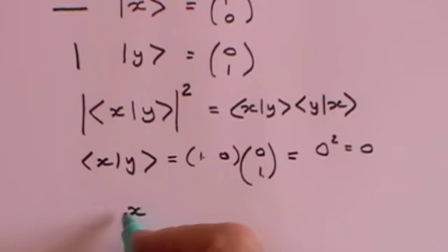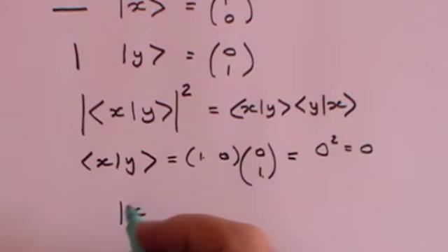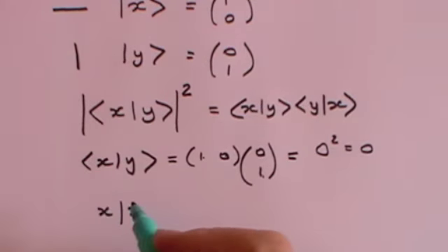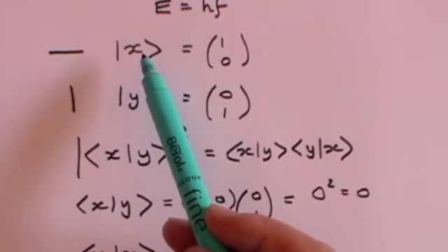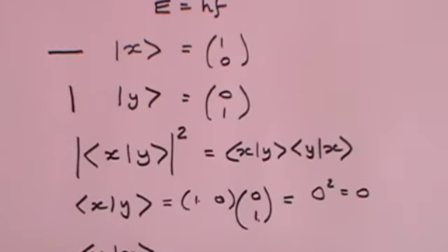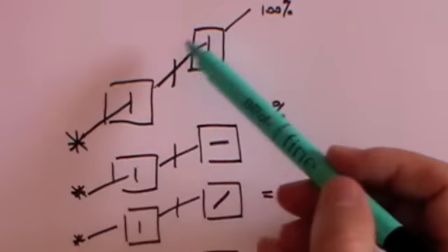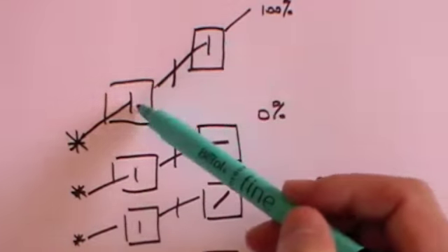Suppose you prepare it in the x frame and you send it through an x polarizer. That is to say, you polarize it in the horizontal direction and you send it through a horizontal polarizer. Well, that's kind of the equivalent of this here, except that these are two verticals. If they're both horizontal, the light will go through. 100% will go through. The probability will be 1.